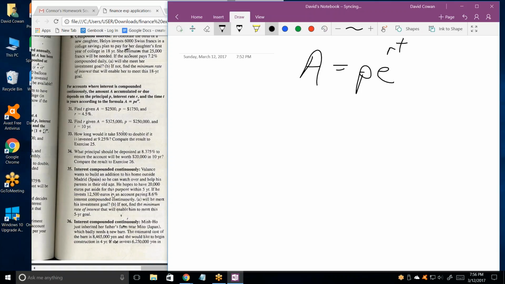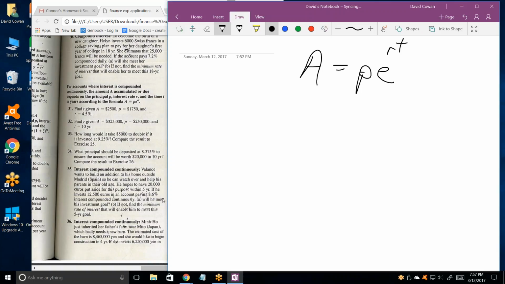Now, the fact that it's in euros as opposed to dollars or Deutschmarks doesn't matter. You can ignore that for the purpose of solving this. Just know that if your answer is a dollar amount, it's in euros. In other words, the problem really is can you grow 12,500 euros into 20,000 in 5 years at 8.6%?